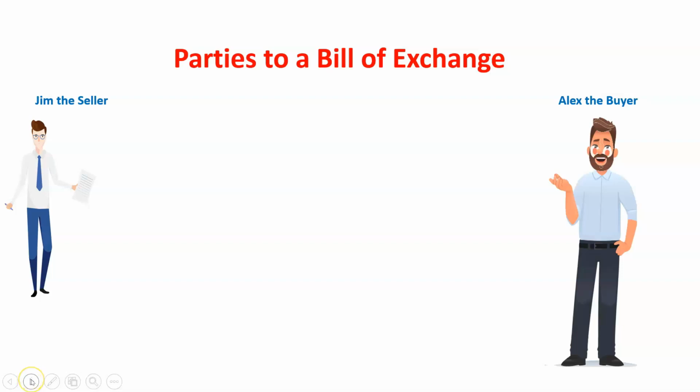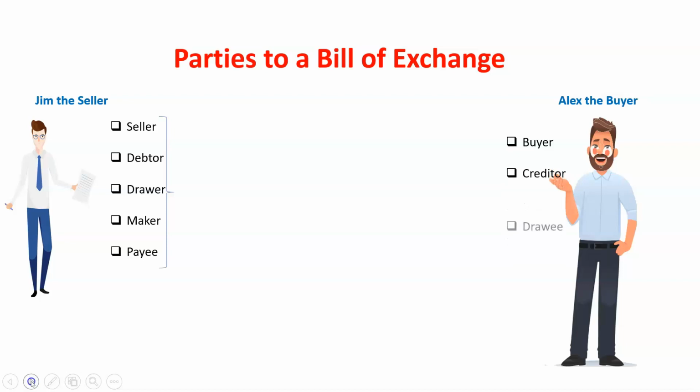There are a host of terms used for the first party to the bill of exchange, normally called a seller, but it can also be called debtor, drawer, maker, or payee. Similarly, the other main party to the bill of exchange is the buyer, but it can also be called creditor, drawee, acceptor, or payer. A third party called payee can also exist.